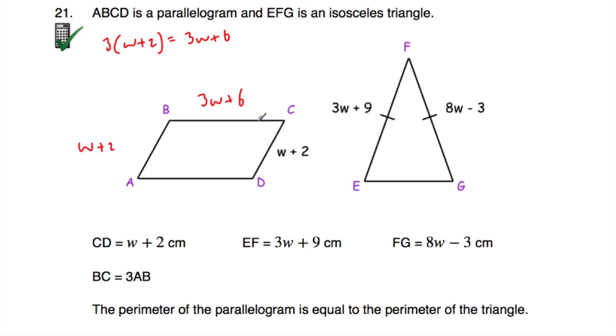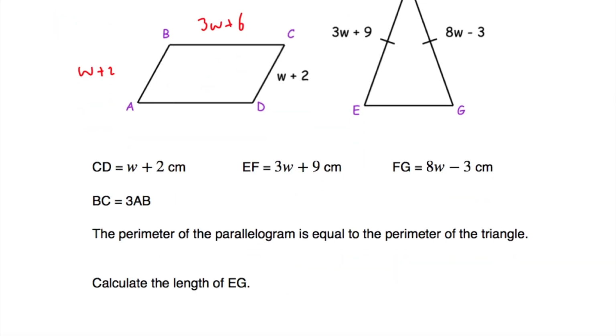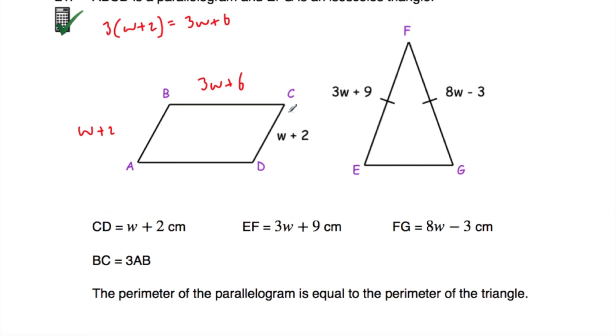And then the question is the perimeter of the parallelogram is equal to the perimeter of the triangle. And then the question says, calculate the length of EG. So we want to find the length of EG. Okay, so here we want to find the perimeter of the parallelogram because we know the perimeter of the parallelogram is the same as the perimeter of the triangle. So we know that the top length is 3W plus 6, so the bottom length is going to be 3W plus 6 as well. And then we've got the shape here, EFG.